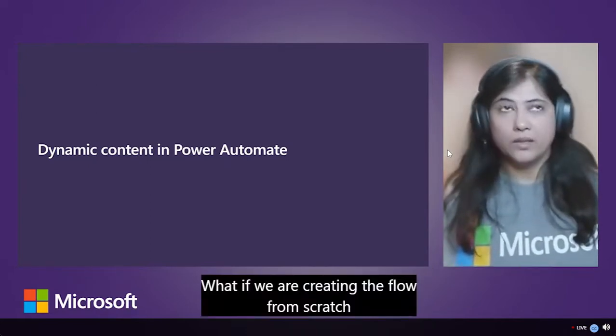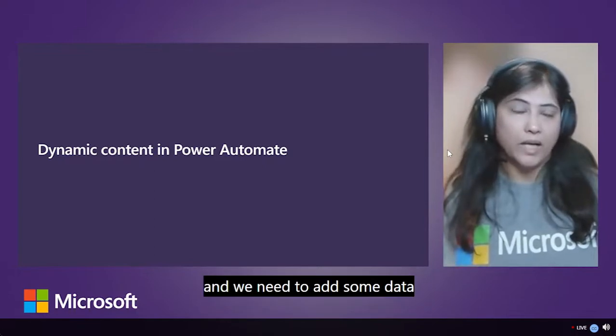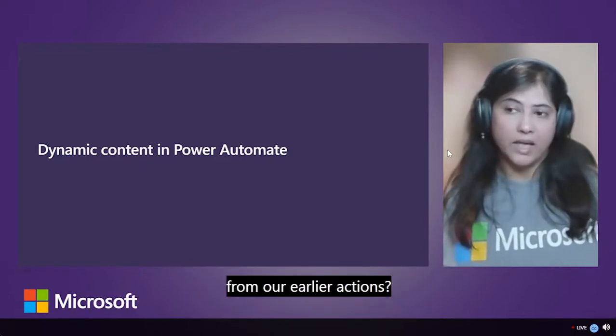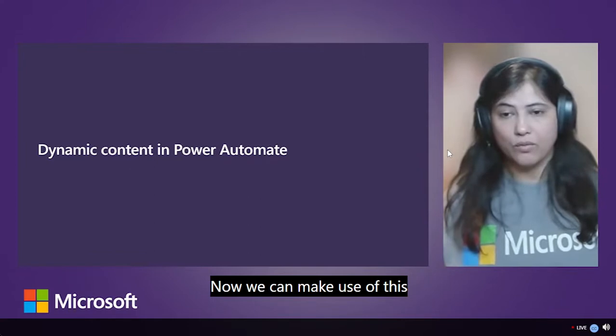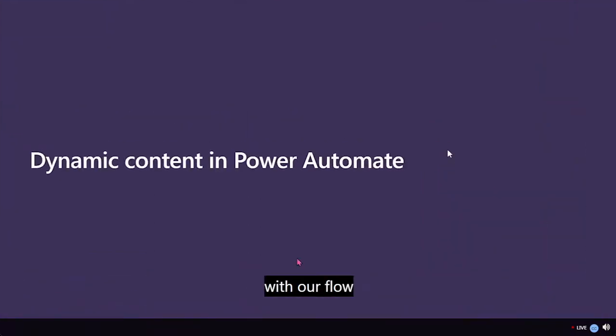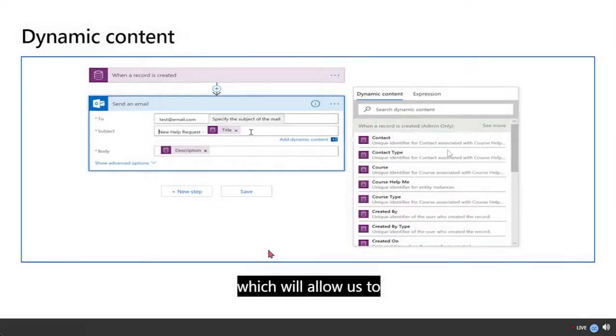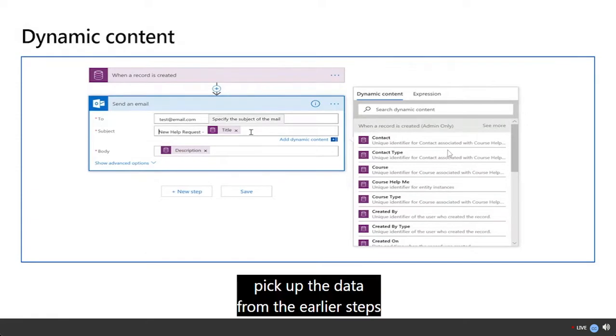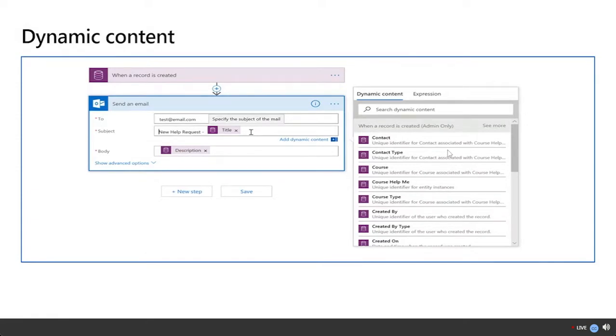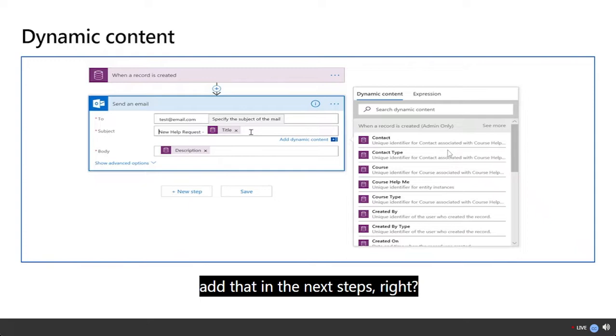What if we are creating the flow from scratch and we need to add some data from our earlier actions? Now we can make use of this dynamic content with our flow, which will allow us to pick up the data from the earlier steps that we have done, and then we'll be able to add that in the next steps, right? So here, for example, I have got this trigger when a record is created, and then what I'm doing here is sending an email on that.